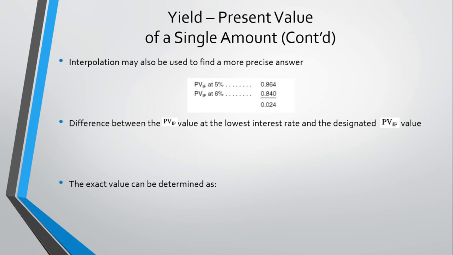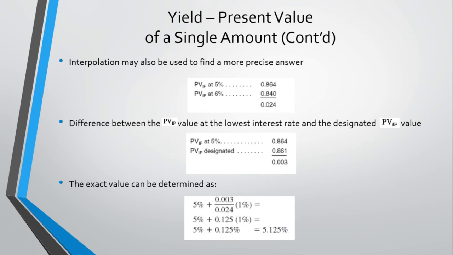You can see at 5% is 0.864 and at 6% is 0.840. The difference between the present value at the lowest interest rate and the designated PV value, so you can see, is only 0.003. The exact value can be determined as 5.125% based on their calculations. End of part 2.